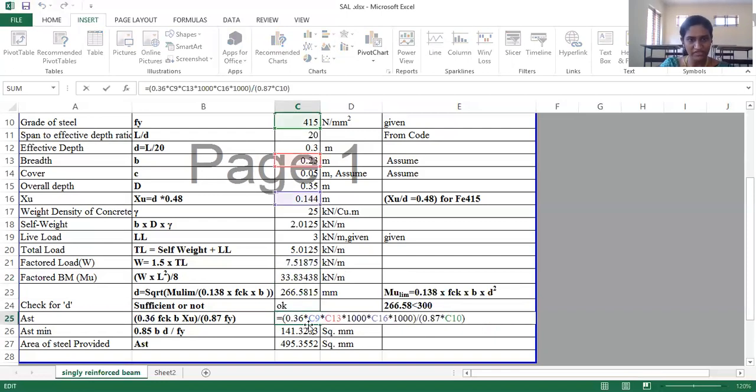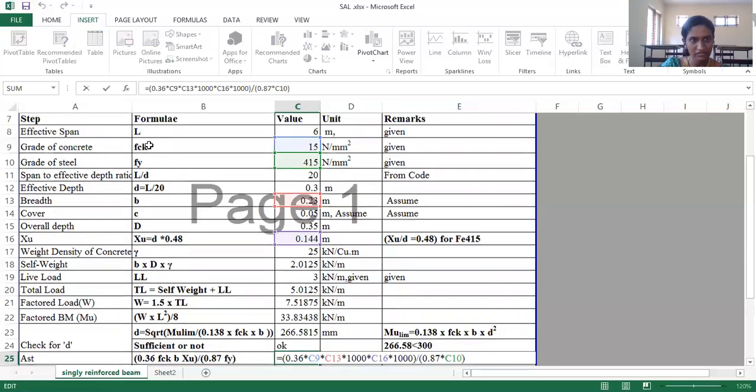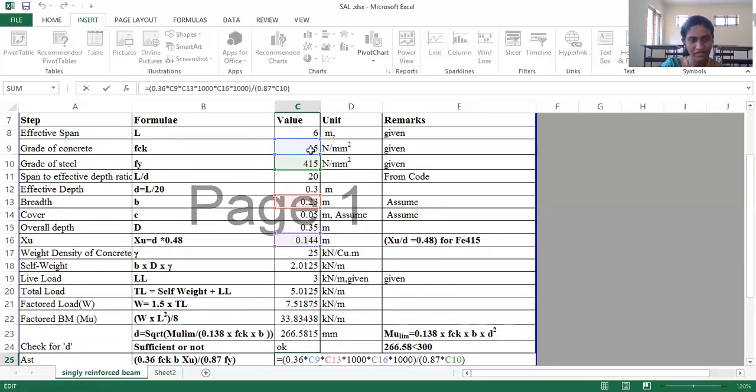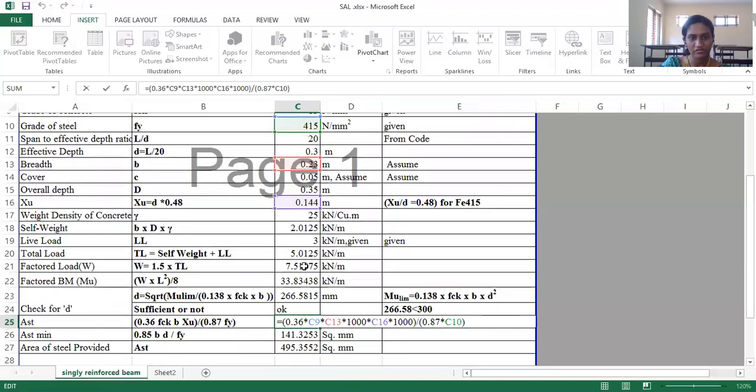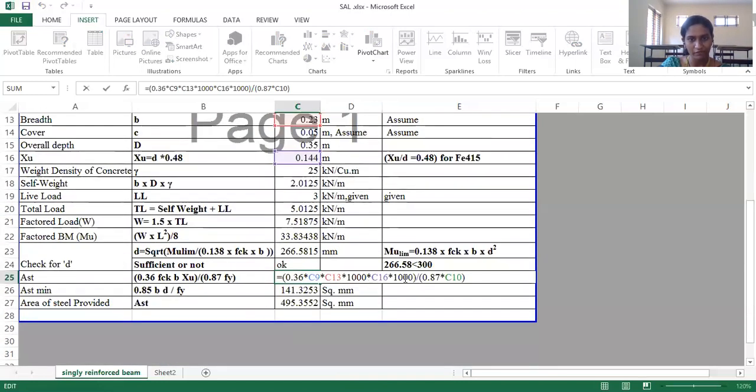You can see 0.36 into C9, where C9 is FCK, into C13, where C13 is the breadth B into 1000, which I have taken. I'm substituting in terms of millimeter only. And then C16, it is Xu into 1000, since it is in terms of meter, I'm converting it in terms of millimeter, divided by 0.87 into C10. C10 is the grade of steel Fy. You should be very careful about the brackets or braces which you use here, otherwise you will not get the exact value.